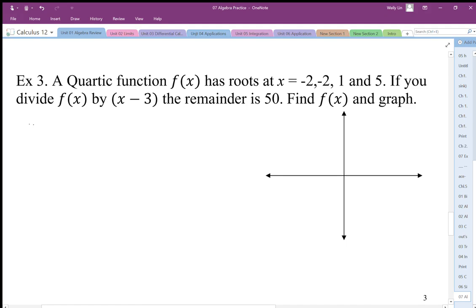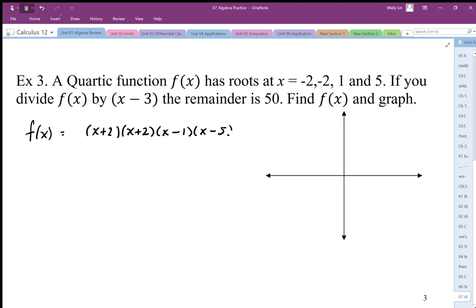So f of x is equal to, we need to write the roots in. So x plus 2 times x plus 2, x minus 1, x minus 5.